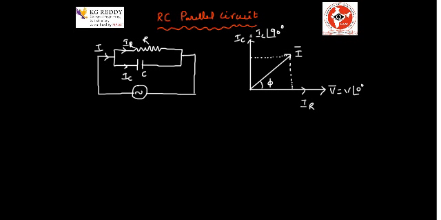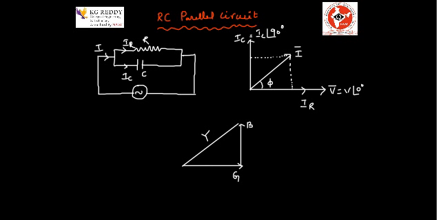Now at the same time, if you see the admittance diagram, this is my G, which we have just seen, and this one is B. The resultant of these two I will get as admittance Y. So this is the phasor diagram, and this one is the admittance diagram of our RC parallel circuit.